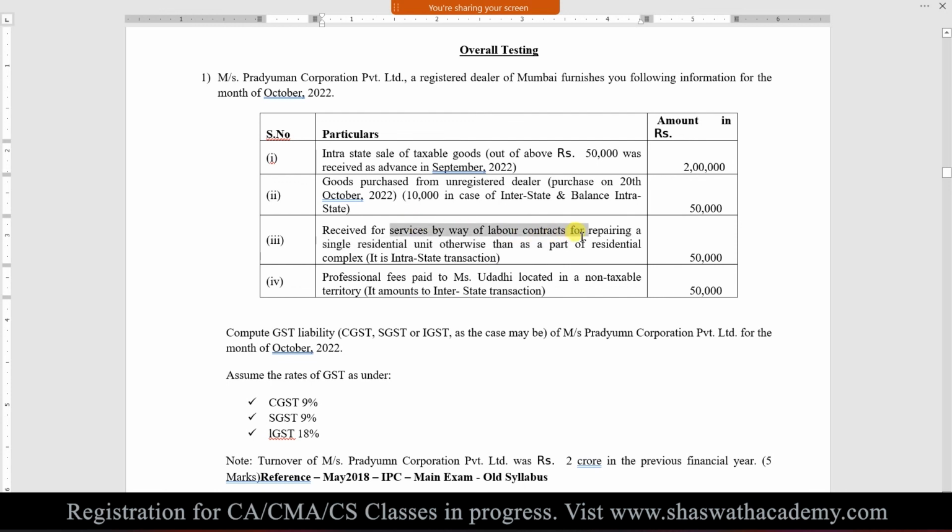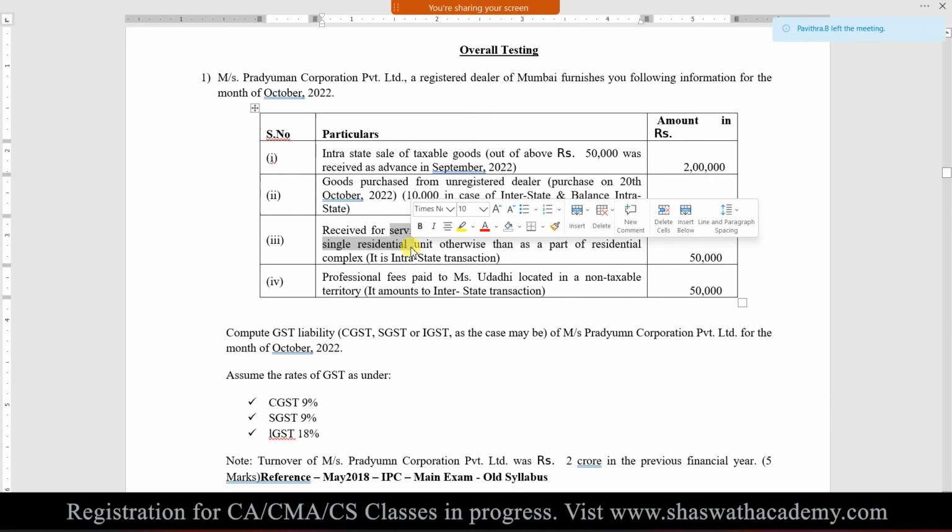Service by way of labor contract for repairing a single residential unit. Taxable or exempt? Exempt. Okay, very good. My dear brothers and sisters, you are confusing between entry list number 10 and entry list number 11.